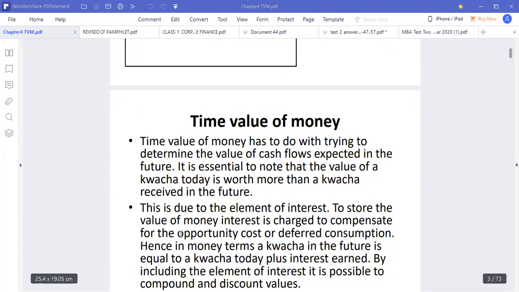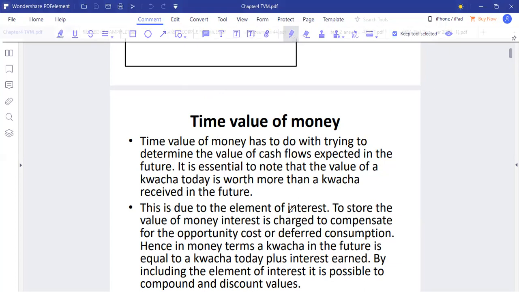We're also going to look at interest, which is a cost to the borrower and also an earning for the lender. So time value of money basically has to do with trying to determine the value of cash flows that are expected in the future. It is therefore very important to know that the value of a kwacha today is worth more than a kwacha received tomorrow. This is due to the element of what? Interest. The element of interest.